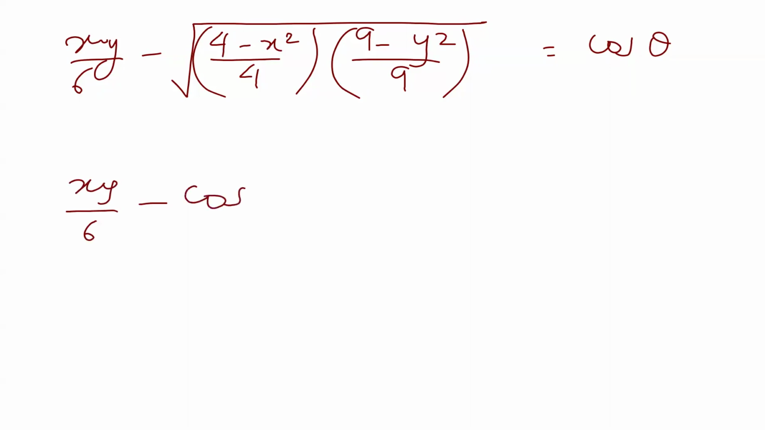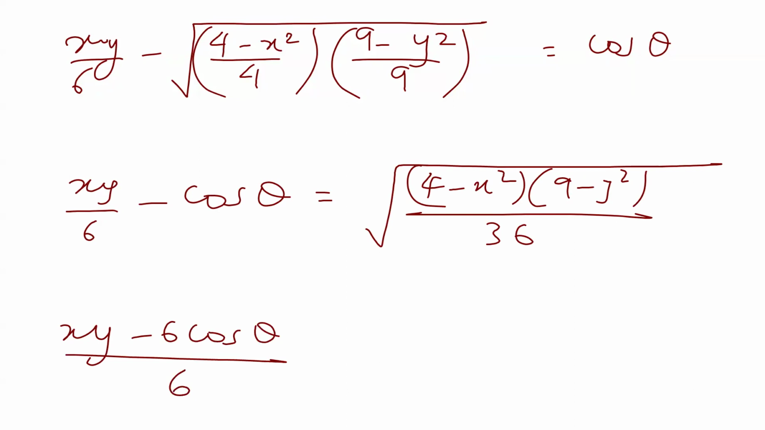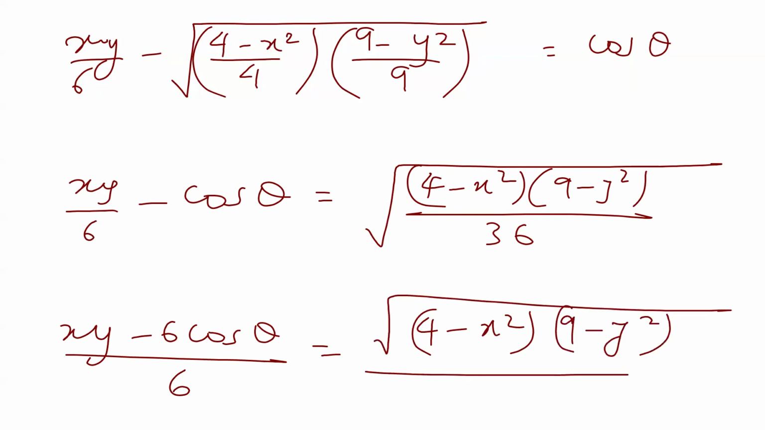I'll isolate the root term. 4 minus x square, 9 minus y square upon 36. So xy minus 6 cos theta upon 6 is equal to 4 minus x square, 9 minus y square under root upon 6. So 6 and 6 will get cancelled on both the sides. Now to eliminate the root, we'll have to square both the sides. So xy minus 6 cos theta the whole square is equal to 4 minus x square, 9 minus y square.